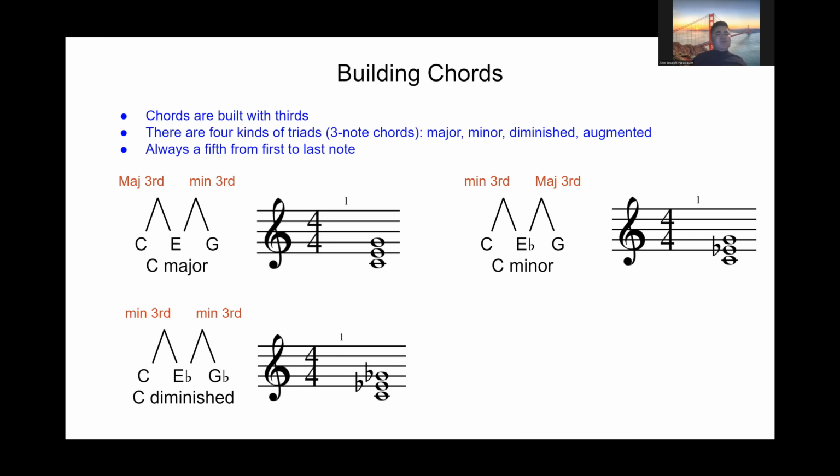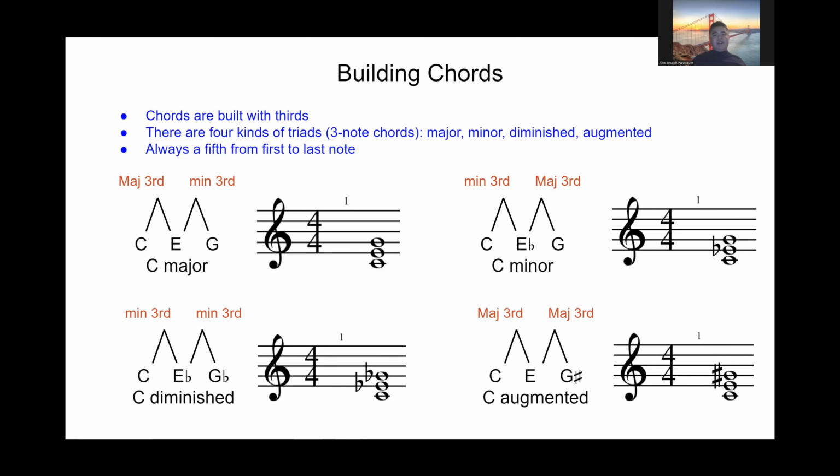We could also stack 2 minor thirds directly on top of each other, and in this case, we bring the G down to a G flat to get a minor third on the top, and from C to G flat, indeed, it is a diminished fifth. We could also do the same thing with making 2 major thirds on top of each other. So when we have 2 major thirds on top of each other, it's augmented. So here, C to G sharp is indeed an augmented fifth. So those are our 4 types of triads.